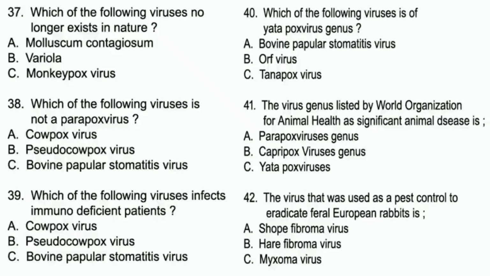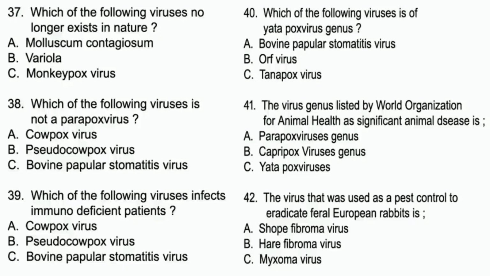Molluscum contagiosum infects only human beings, and it is a common infection of children and immunodeficient patients. Yatapox viruses infect both primates and humans across equatorial Africa. Species in this genus are named by the location where they were identified: Yaba of Lagos, Nigeria, and the Tana River Basin of Kenya. However, the natural host of Yatapox viruses is unknown. Tanapox and Yaba monkey tumor virus are of the Yatapox virus genus.